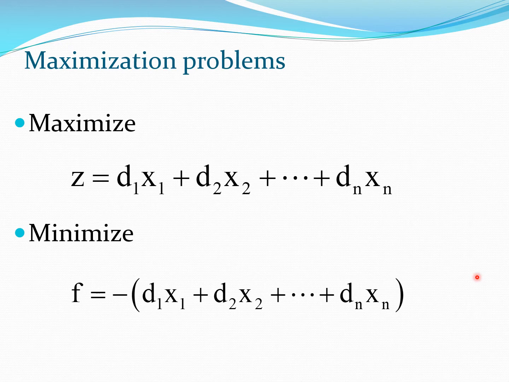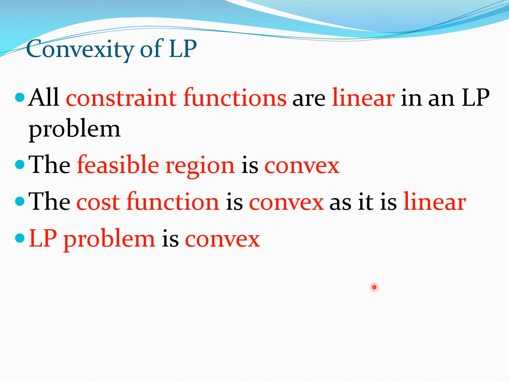Now, what do you do if you have a maximization problem? Well, if you have to maximize a function such as z here, you essentially minimize the negative of this function. So this will turn a maximization problem into a minimization problem. Now we see certain characteristics about the LP problem. The first is that all constraint functions are linear in an LP problem. The feasible region is therefore convex. The cost function is convex because it's also linear, and therefore the LP problem is convex.